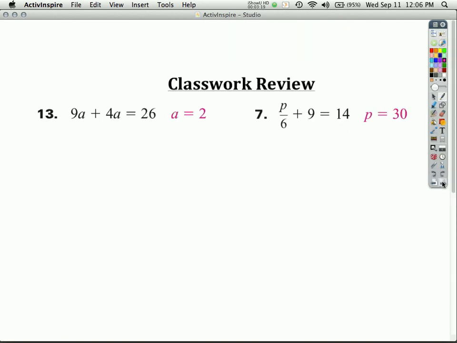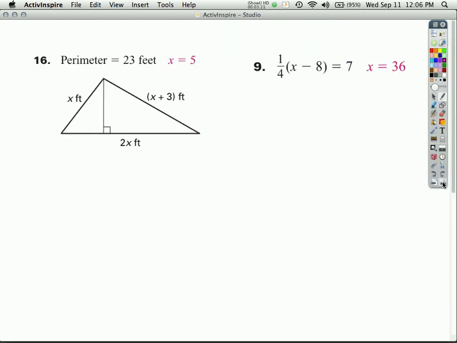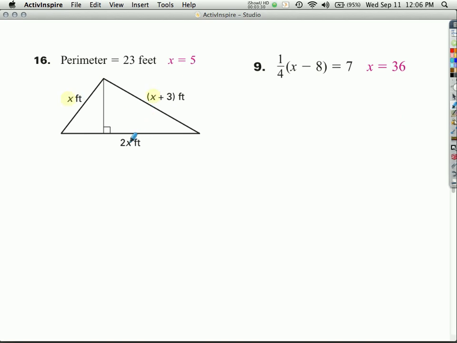So let's take a look at number 16. If you have to find x, you have to find the value of this, and you've got this shape. How could we do that? I don't even know where to begin. But there's a clue somewhere. What was the clue that you needed to pick up on?